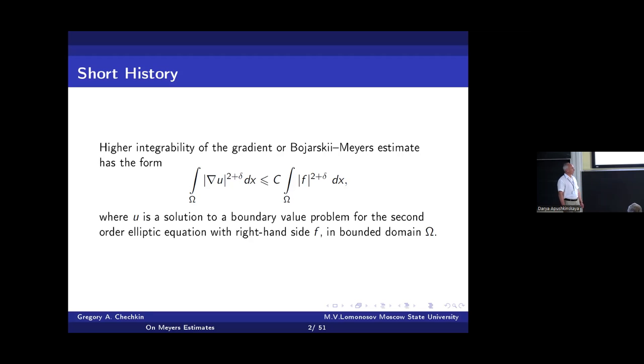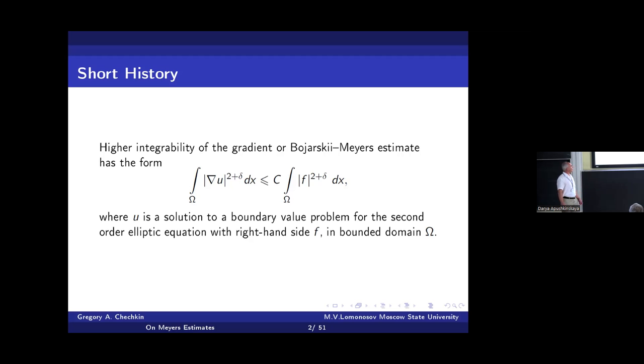Of course, you can obtain some kind of this estimate, but the name is just Meyers estimates. This estimate is the following. Roughly speaking, if we have an equation, I want to talk about the second order equation, and if you consider another type of equations, it is also possible to obtain something similar. But I want to talk about the second order.